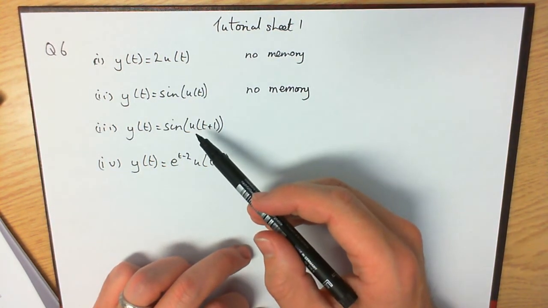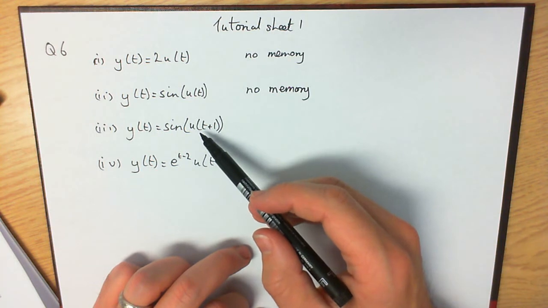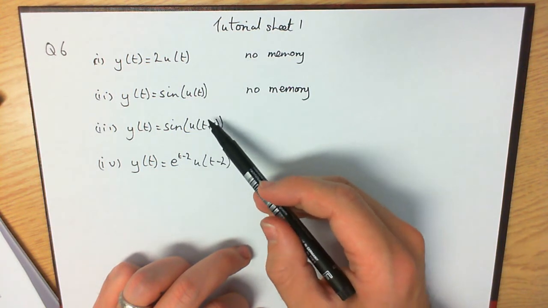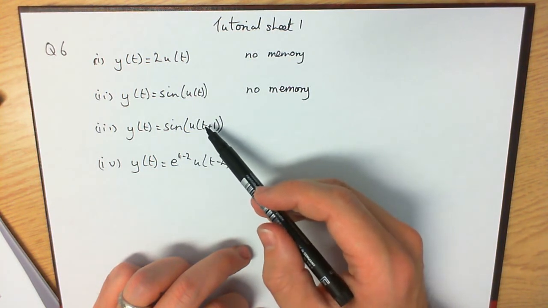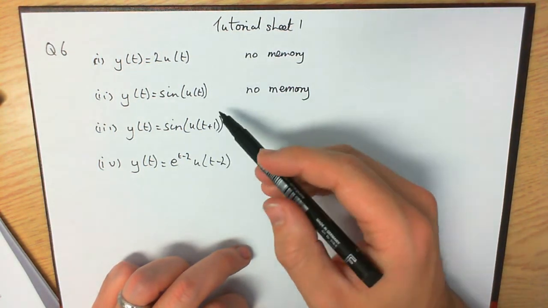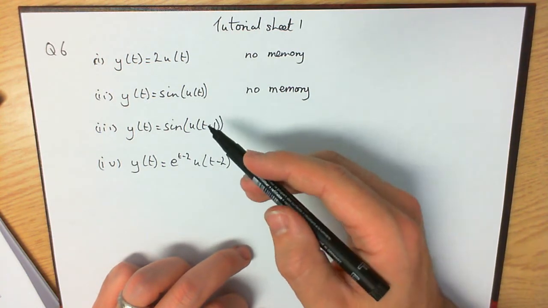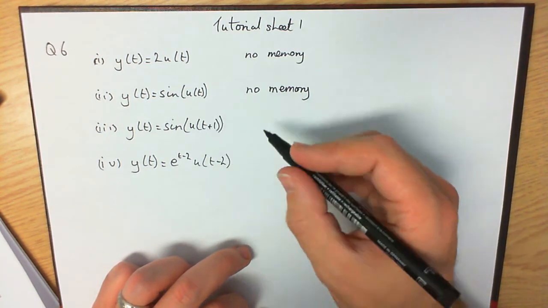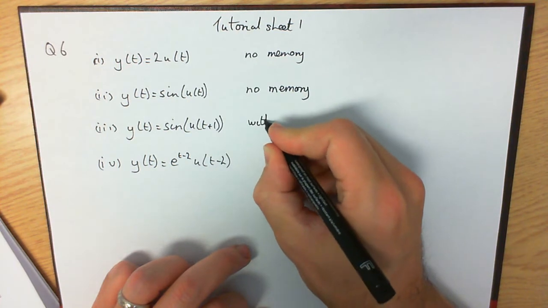In this case, we have our input signal, which is t plus 1. So that's actually relying on some information which is in the future. So that has memory, because it's requiring information other than the present time. So that is with memory.